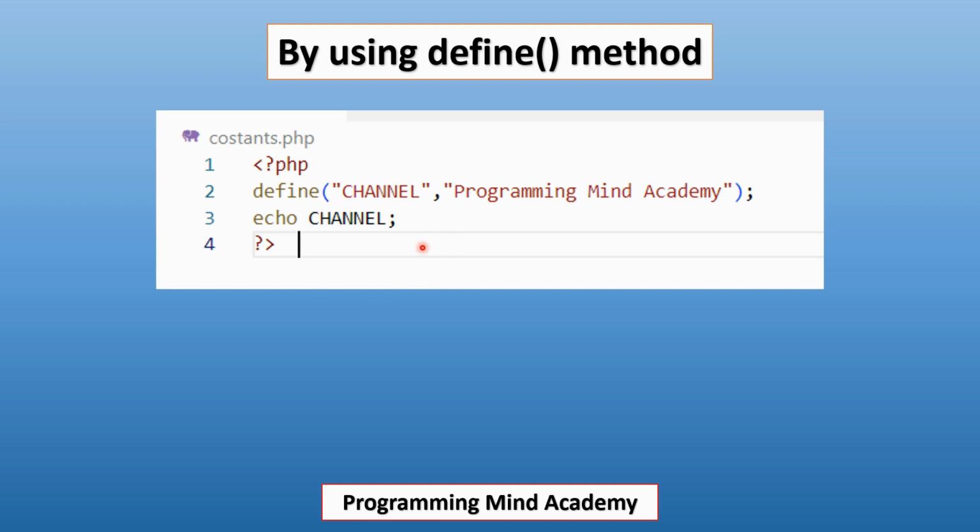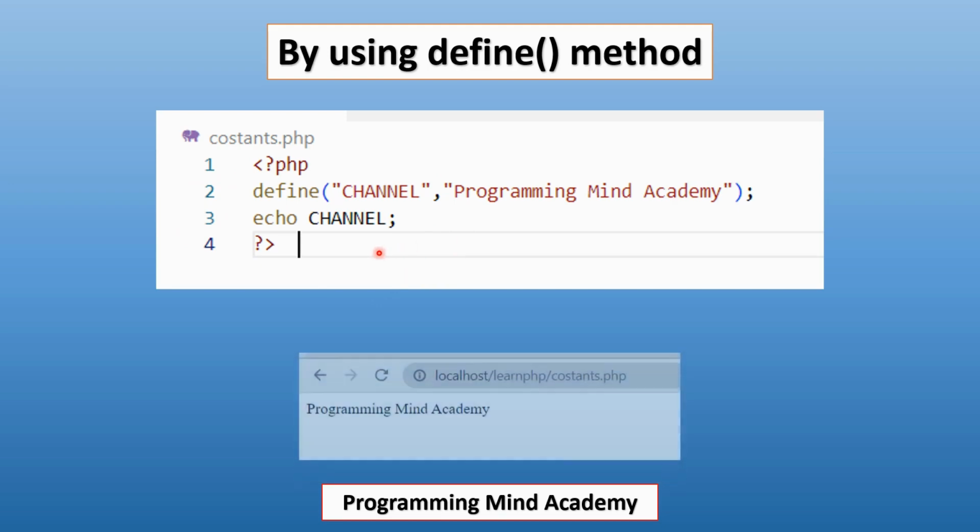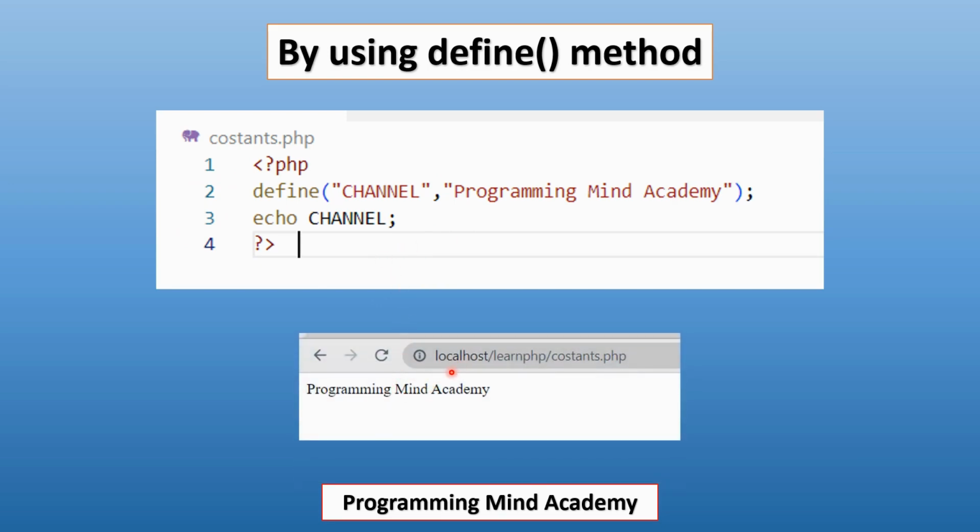So let's understand the result of this program. We are tracking that result by using localhost, and we are accessing that file here by using .php, and this is the result, Programming Mind Academy. We printed it by using echo channel.